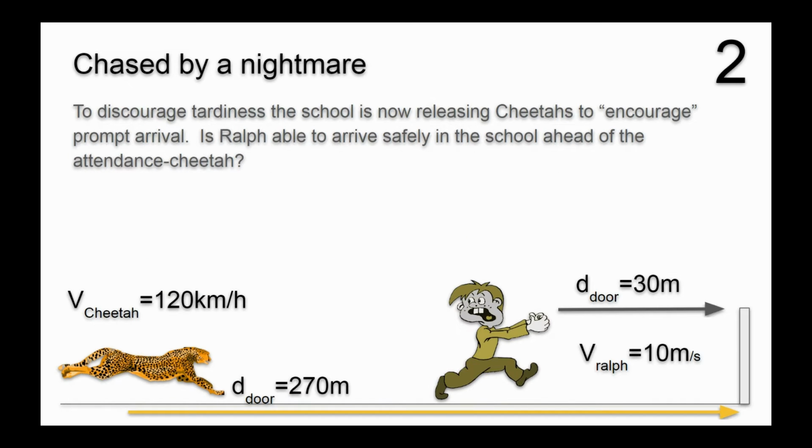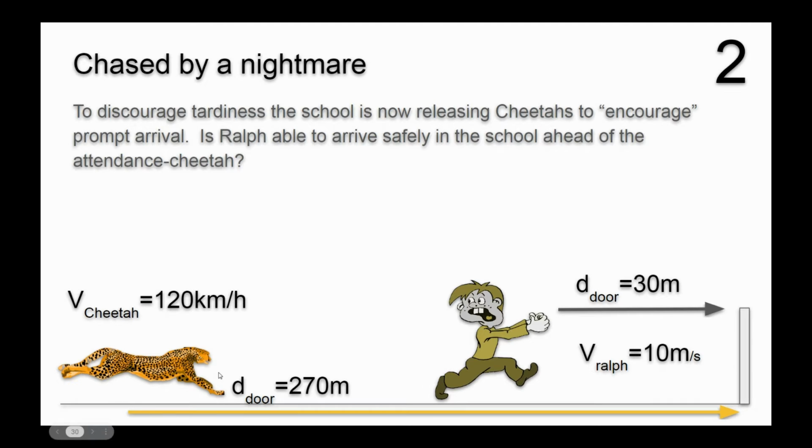Let's move on to a fairly simple one now. The attendance cheetah. The school is releasing cheetahs to encourage prompt arrival. So we want to know, can Ralph make it to the door before the cheetah gets him? And there's a basic rule in horror movies. If you think Ralph is cute, he makes it to the door. If he's the obnoxious character, he's first to die. But this isn't a horror movie. It's physics. I know the two can seem very similar, but this is definitely physics.